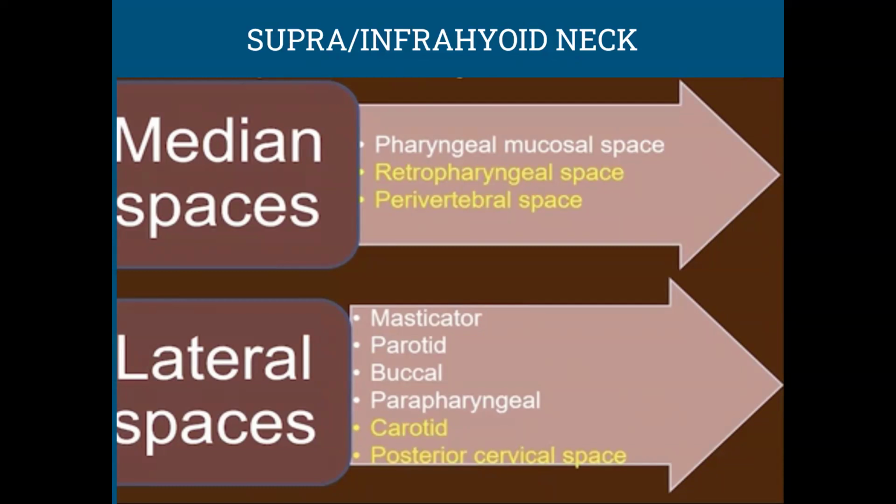After looking at the suprahyoid neck spaces, this slide highlights those spaces which span across both the compartments, that is suprahyoid as well as infrahyoid neck. Medially, the retropharyngeal space and the perivertebral space are located in both the suprahyoid as well as the infrahyoid neck. And laterally, we have the carotid space and the posterior cervical space, which are located both in the supra and the infrahyoid neck spaces. So in total, four spaces span across both the compartments.